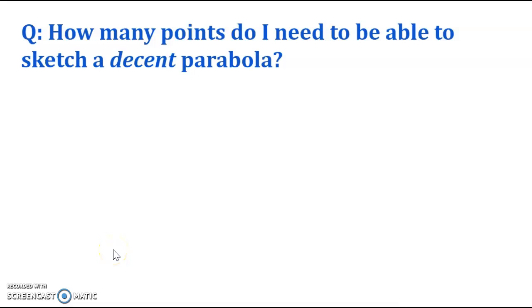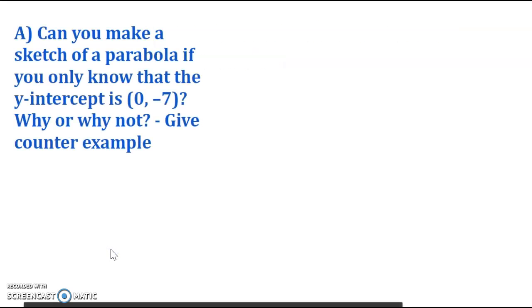Okay, now the question comes to how many points. How many points do I need to be able to sketch a decent parabola? That means I want to get an idea of where the parabola is located, what the basic shape is, and so on. So to do that, we are going to look at, if you just have one y-intercept at (0, -7), can you create a parabola that is unique?